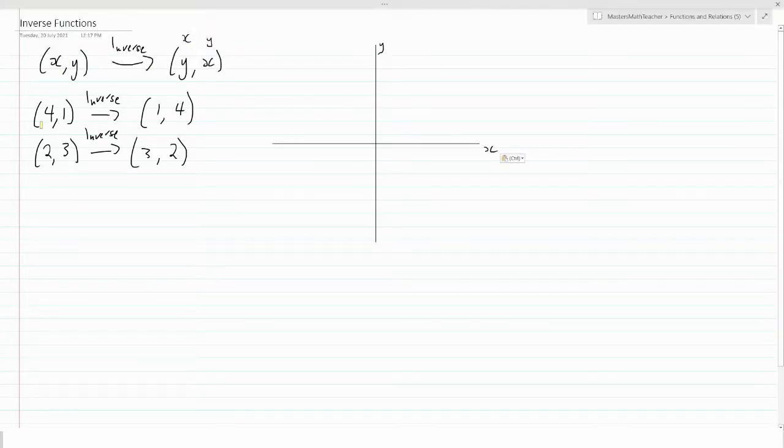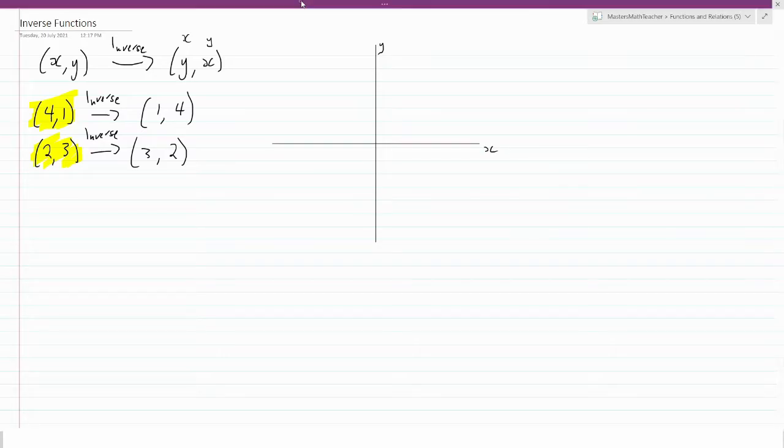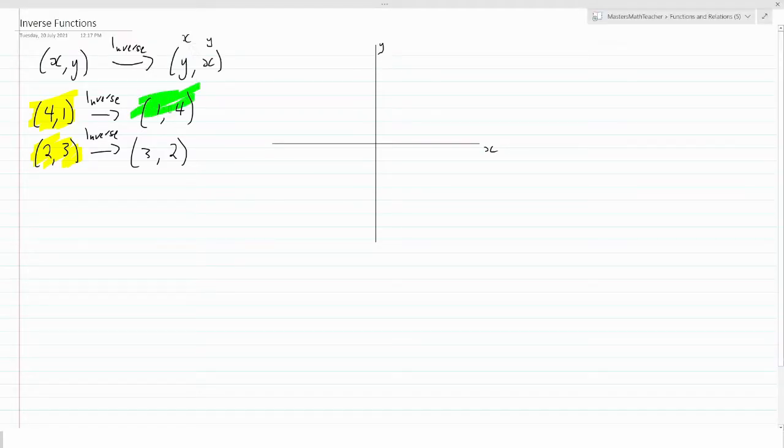Okay, so I'm going to highlight the originals in yellow. And I'm going to highlight the inverses in green. Okay, so let's plot these. We've got 4, 1. We're going 4 across and 1 up. This is our original, 4, 1. The inverse of that is 1, 4. So it's up here. 1, 4. And I'll highlight these. We've got the yellow and we've got the green.